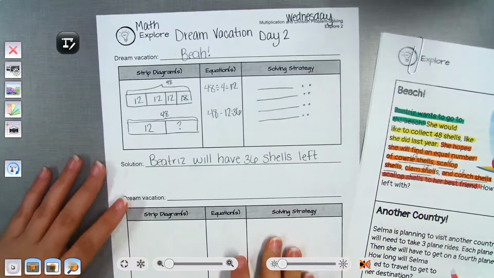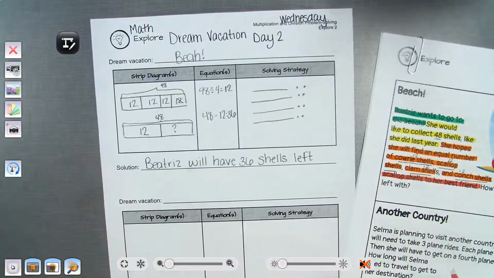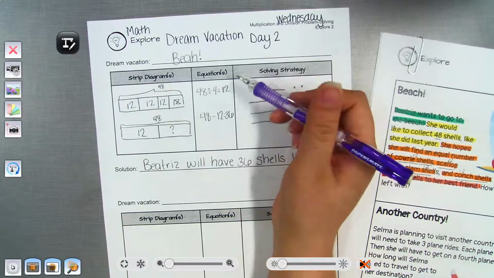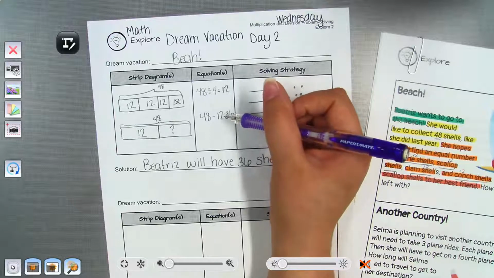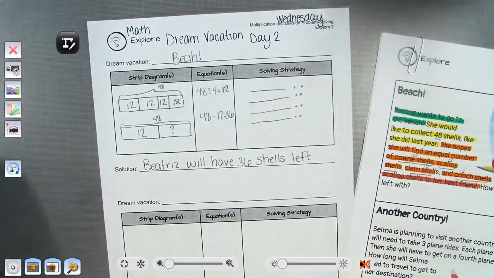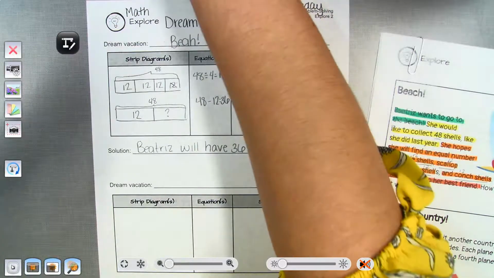Okay. So it was 2 steps because we had to figure out how many shells were in each group. That's where we did our division. And then after I found out that each group had 12, I know that she was going to give away her scallops. So now I could subtract that number from the total, which gave us 36. Okay. So let's look at another one.